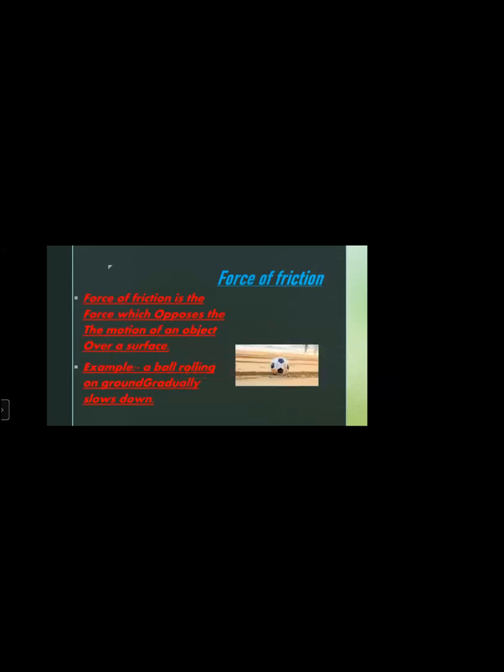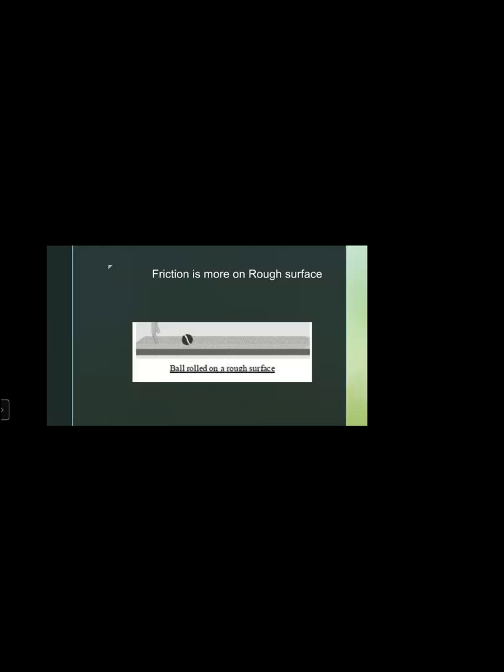And my topic is friction. Chapter 12, friction. Force of friction is the force which opposes the motion of an object over a surface. For example, a ball rolling on the ground gradually slows down. Friction is less on smooth surfaces. For example, if we push a ball on a smooth surface, it moves for more time than on a rough surface. Thank you.